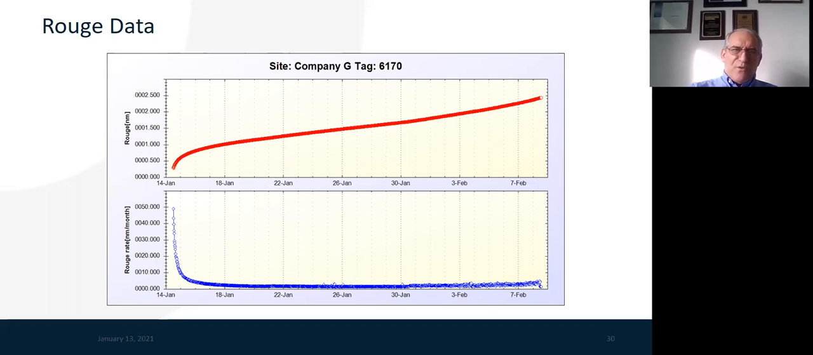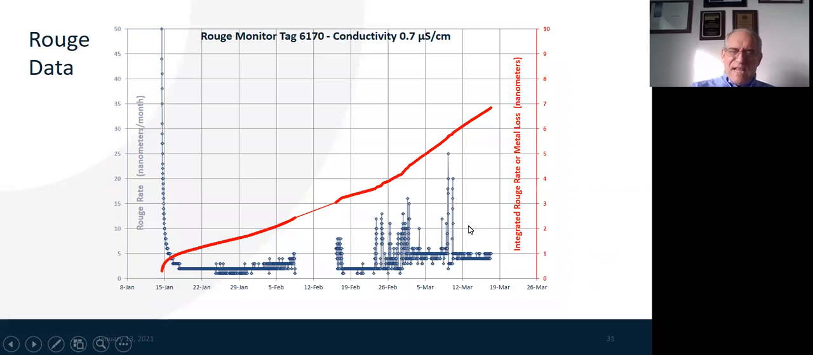If you look at the screen over here on the top side, you'll notice it's running at a half a nanometer, 1 nanometer, up to 2.5 nanometers on the rouge development. On the bottom screen, it's running from 0 to 50. This is the same site that we're looking at, again, with January 14th as the date of the rouge monitor installation.